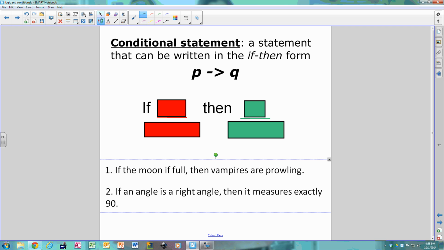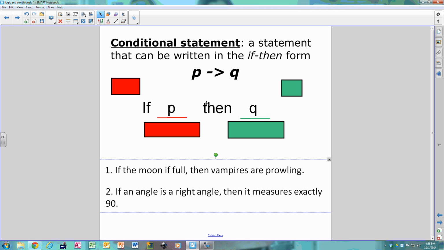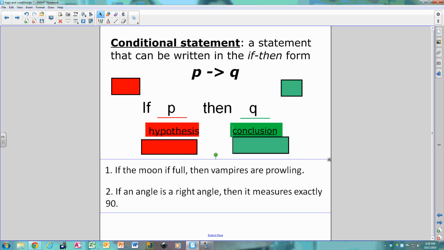So if P, then Q. The first part, the part that comes after the word if, is your hypothesis. The part that comes after then, your Q, is your conclusion. So in this next section, we're going to identify the hypothesis and the conclusion of each one of these if-then conditional statements.